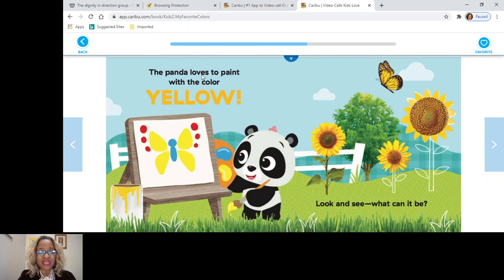The panda loves to paint with the color yellow. Yellow. Look and see, what can it be?